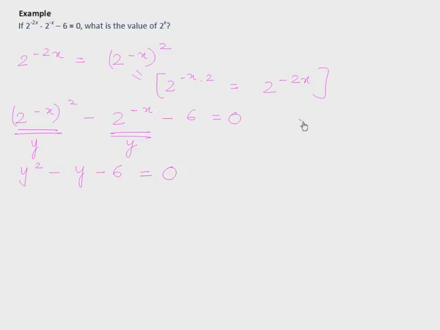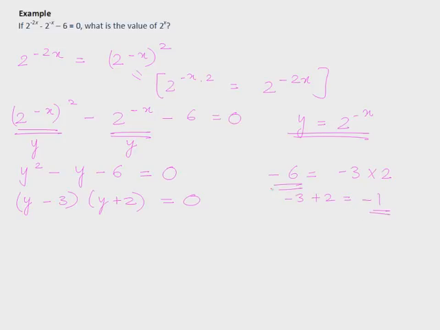So by making the substitution y equal to 2 raised to minus x, I've reduced this complicated equation to a quadratic. And surely I can solve a quadratic equation. I just need to factor it. So this becomes y minus 3 into y plus 2 equal to 0, because I need factors of minus 6 that add to minus 1. Those factors are minus 3 times 2. Minus 3 plus 2 is minus 1. So the sum and product method works. Therefore, I get y equal to 3 or y equal to minus 2 as my solutions.